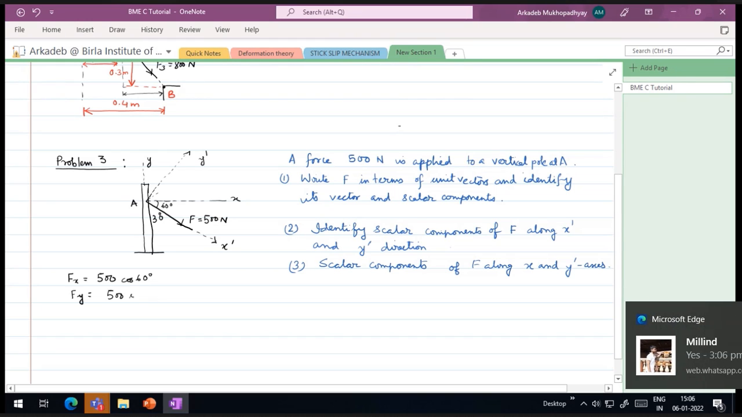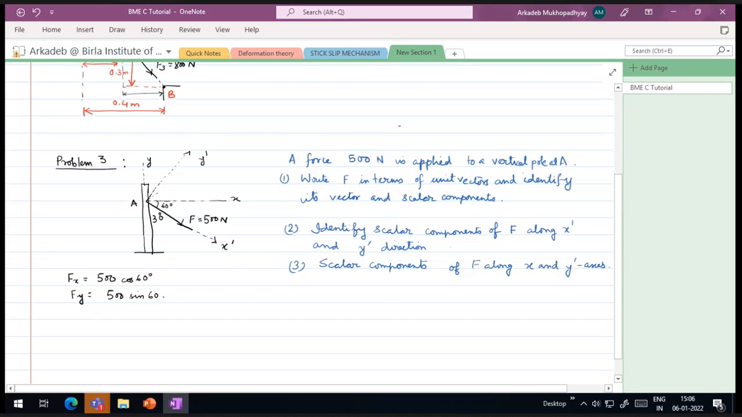Are you sure? The force is in this direction, so it is negative: minus 500 sin 60. Correct. So fx will come out to be 250 Newton and fy will be minus 433 Newton. Right? So we have found out the scalar components.